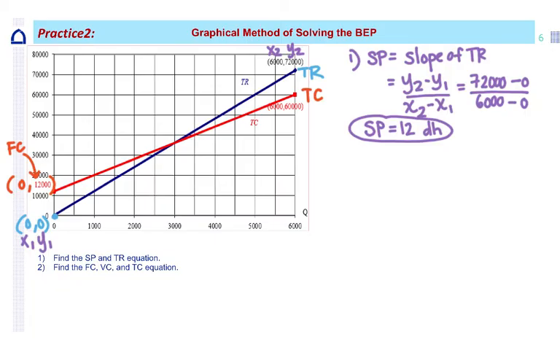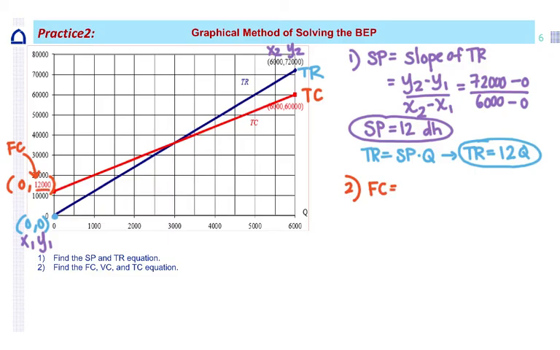Okay, it also asks for the total revenue equation, which is going to be selling price times quantity. Well, now we have the selling price we just found, so it's 12Q. There's the revenue equation. Now it's asking us for the fixed cost, the variable cost, and the total cost equation. The fixed cost is that starting value of 12,000.